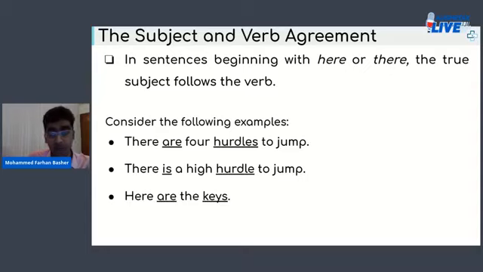So, there are four hurdles to jump. Since you have hurdles, which is of course plural, your verb in this case is to be plural as well: there are four hurdles to jump. But if you were talking about only one hurdle, then you would say there is a high hurdle to jump, or there is one hurdle to jump. Okay? Similarly, if you were to go with one key, you would say here is the key. But since you're talking about more than one key, meaning you have multiple keys, you say here are the keys. Okay? I hope you're clear.